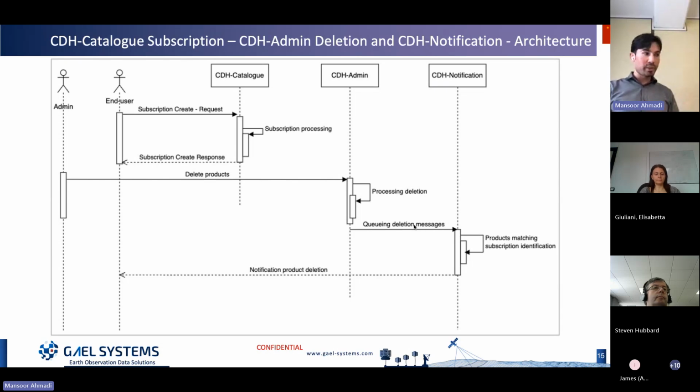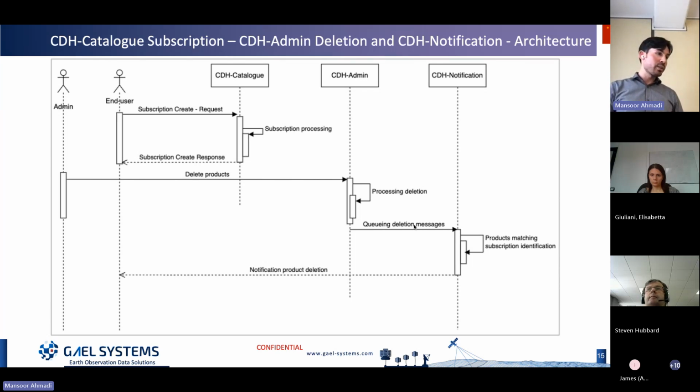So a user tries to create a subscription on the catalog. It's processed by the catalog. And then if all the required attributes are provided, a response will be issued to the user. We will see an example of the response in the upcoming slide as well. So we have a subscription created.